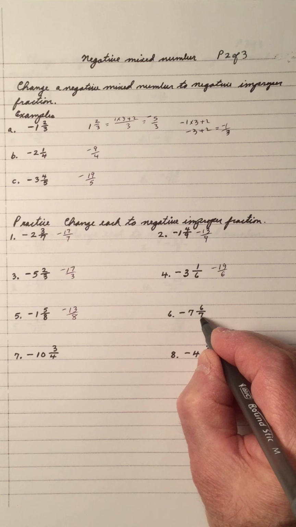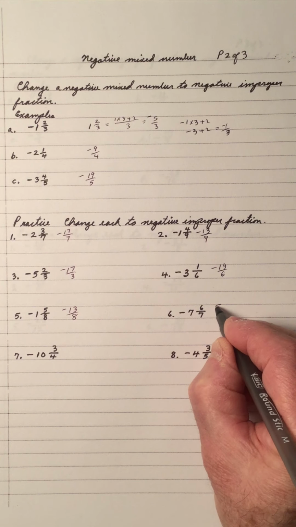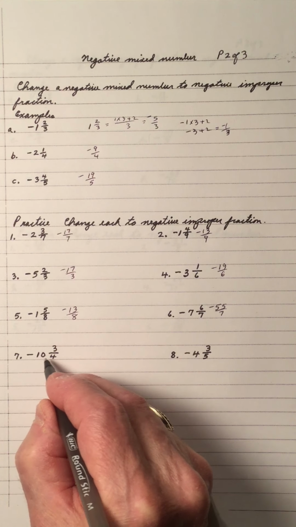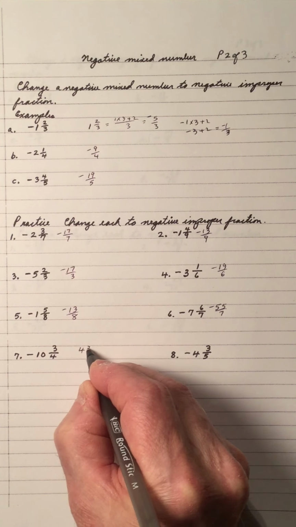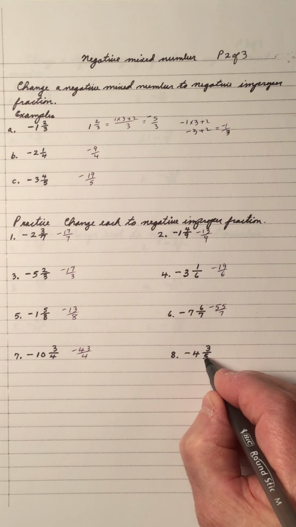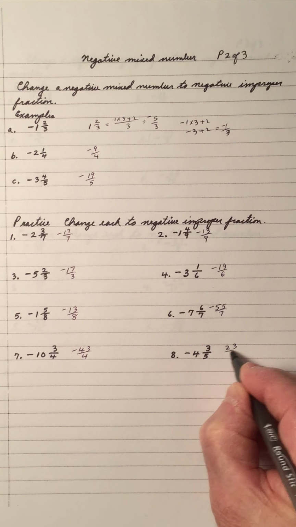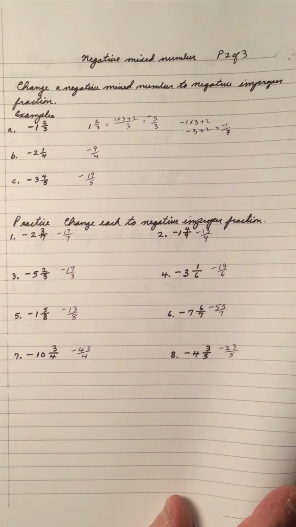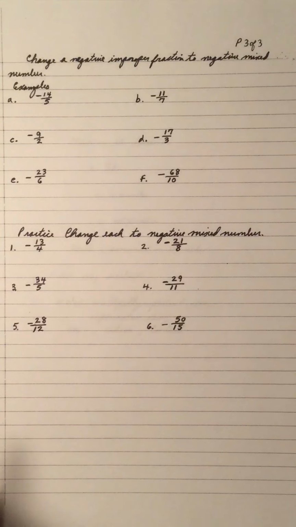7 7s are 49, 49 plus 6 is 55 over 7, negative. 10 times 4 is 40, plus 3 is 43 over 4, but is negative. 4 5s is 20, plus 3 is 23 over 5, but is negative. Let's continue to the next page.